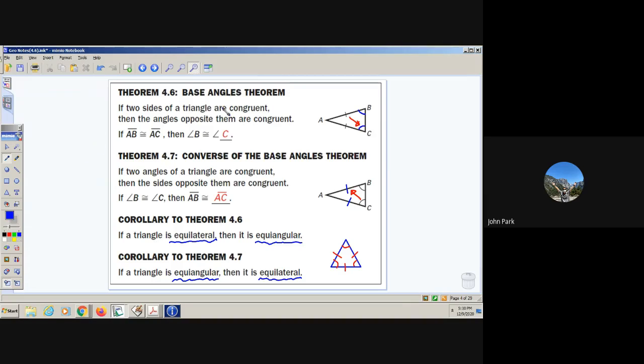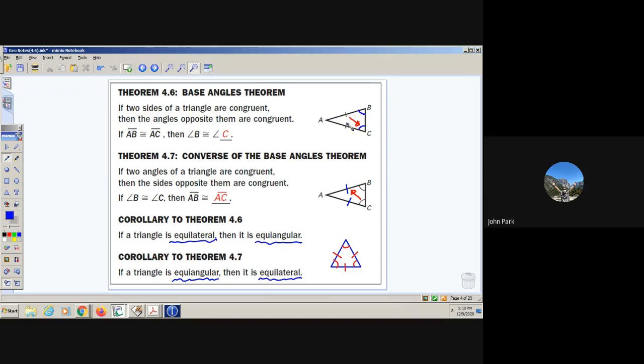All right, so we have some theorems here, which seem kind of obvious. We have the base angles theorem. Again, here the base angles are on the right side, not necessarily at the bottom, because sometimes the picture is tilted sideways. What this says is that if you have two sides of any triangle that are congruent like this, that also tells you it's isosceles, which tells you that the two base angles are also going to be congruent.